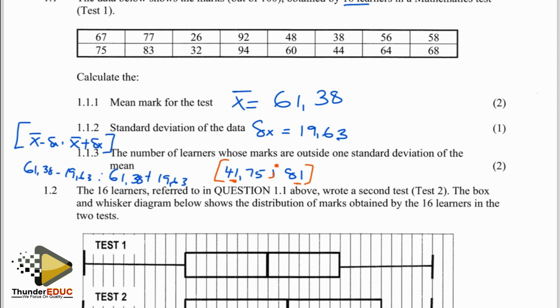Okay, below 41, I'm having a 26, I'm having a 38, and I'm having a 32. So it's 3 learners below. And then above 81, I have the 94, I have the 83, and then I have the 92. So those are 3 also. So in total, I have 6 learners. So that's how 1.1.3 should be worked out.